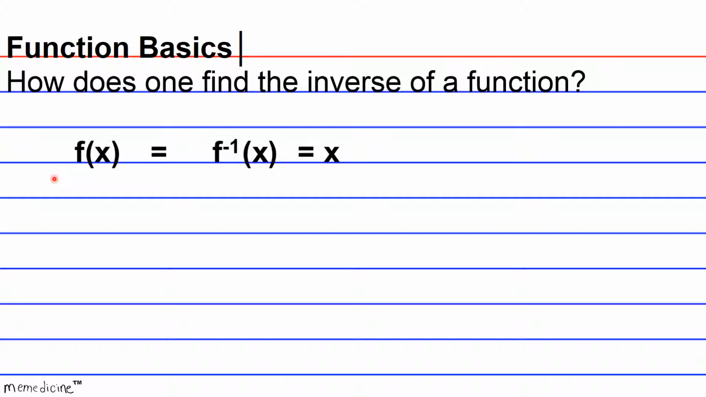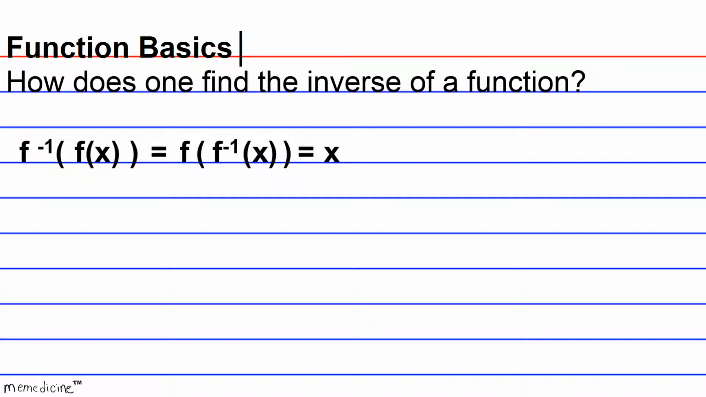Well, what if we were to do this? What if we were to say that f inverse of f of x is equivalent to f of f inverse of x, which is equivalent to x?